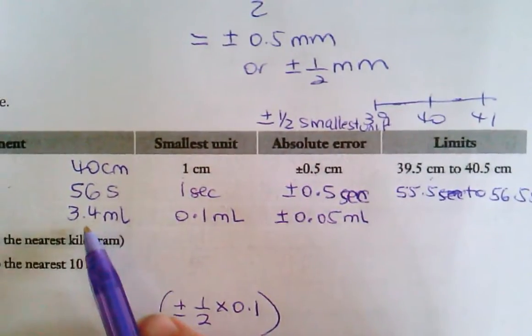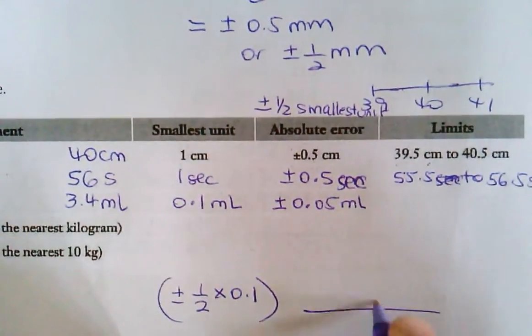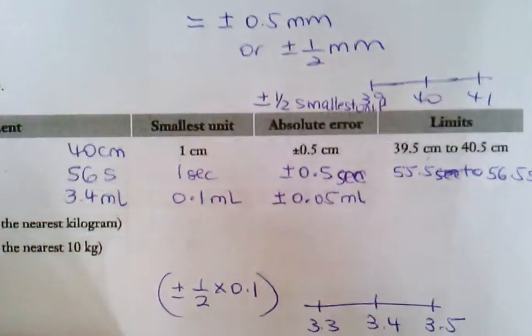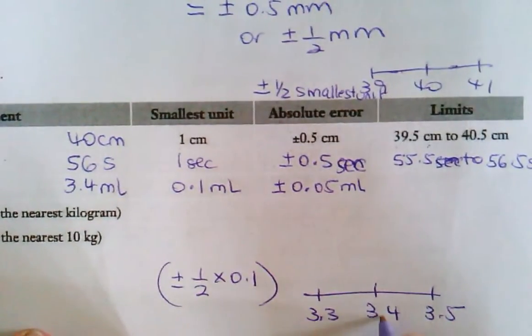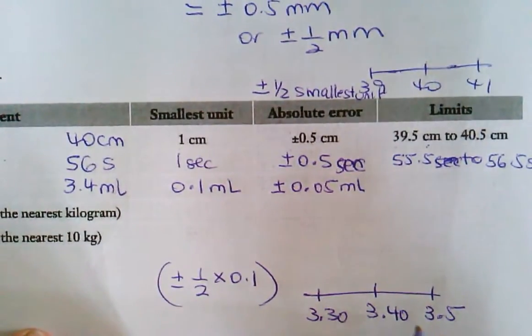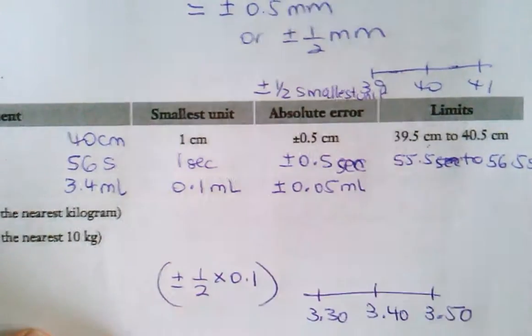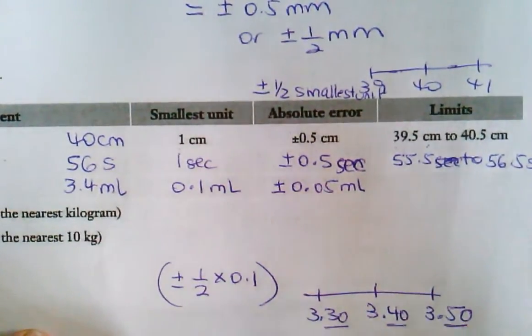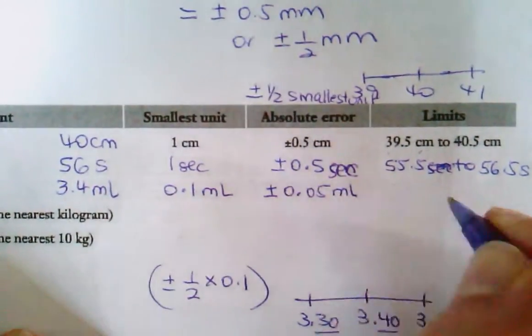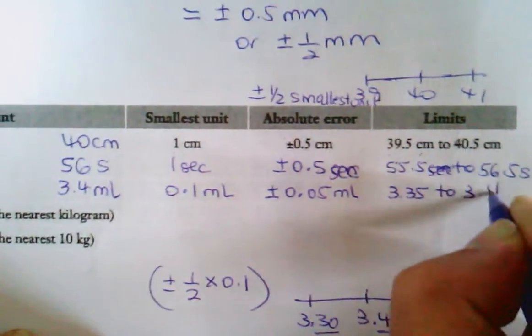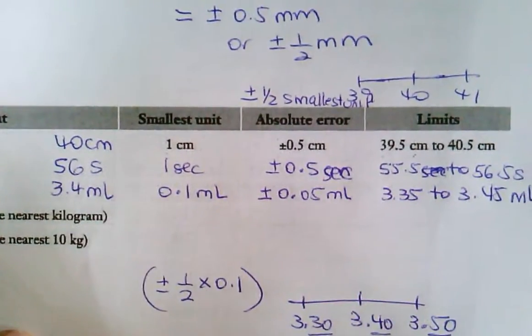So girls, what's my answer going to be? Here's my 3.4. Remember I said 3.3 is down here, 3.5 could be there. You know how you know it's 3.5? 3.3 is really 3.30. 3.4 is 3.40. 3.5 is 3.50. What's halfway between the 30 and the 40? 35. What's halfway between 40 and 50? 45. So therefore, it's 3.35 to 3.45 mils.